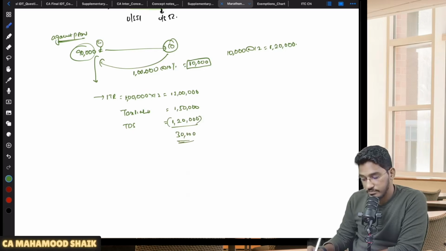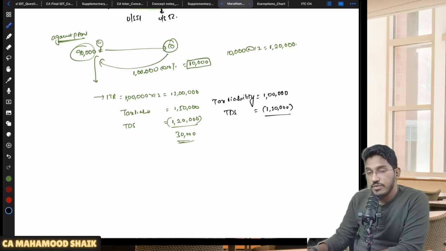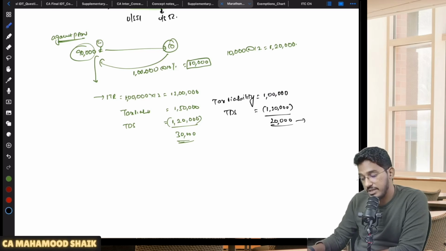Similarly, one more case could have happened: your tax liability might be lesser than the TDS amount. Let us say your actual tax liability is only 1 lakh rupees. But the employer has already deducted TDS of 1,20,000. Since you have excess TDS, the balance amount of 20,000 rupees, you can claim as a refund.